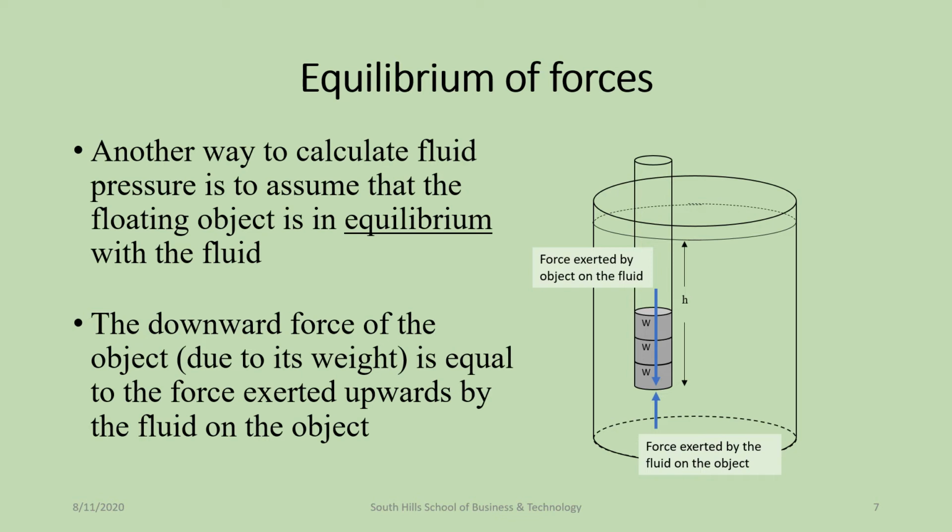There's another way to calculate fluid pressure. We're making the assumption that you have this floating object, and in an equilibrium situation, the pressure exerted by the object on the fluid is equal to the fluid pressure pushing up on the bottom of the object. So if we could calculate the force or the pressure exerted by the object on the fluid, that would also tell us what the fluid pressure is.